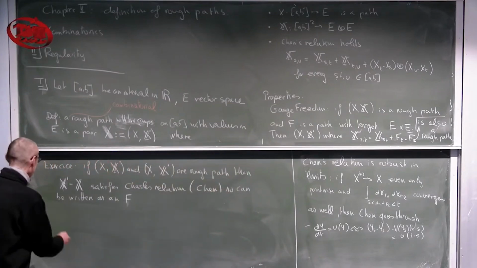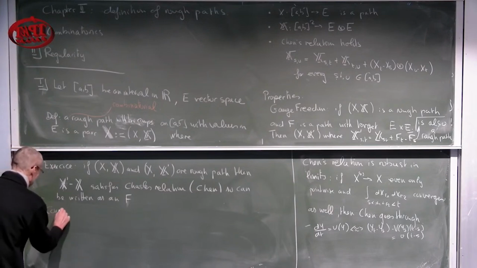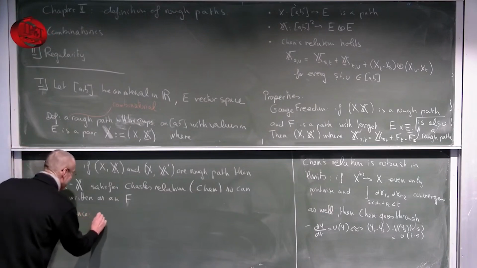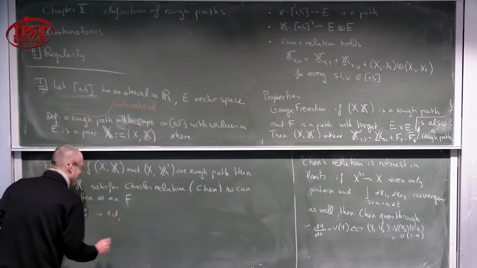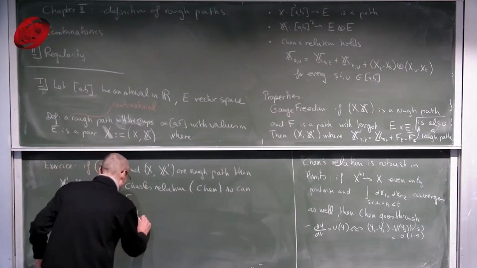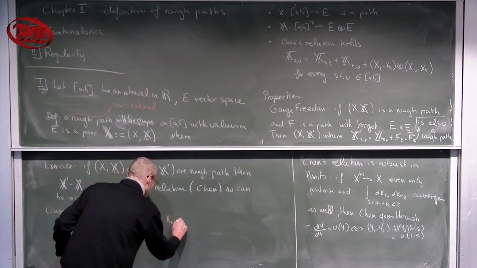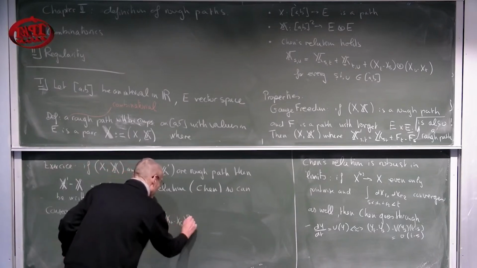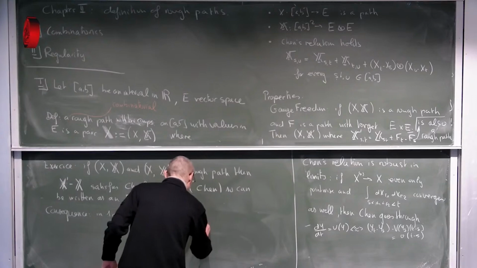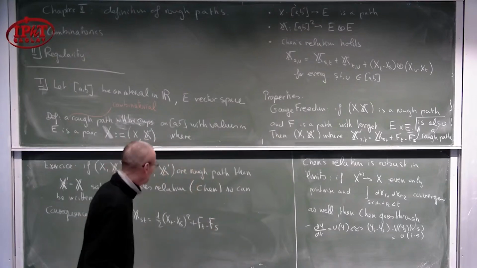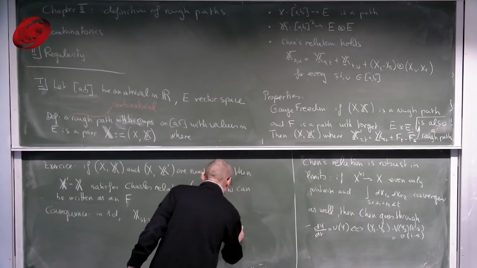So, in particular, this is a consequence. In 1D, X_{ST} equals 1/2 (X_T minus X_S) squared plus... Michel, you have a question? I'm sorry? Okay, I just finished.